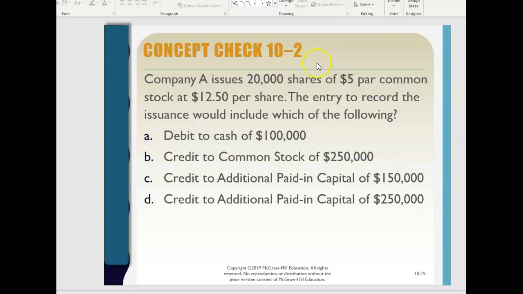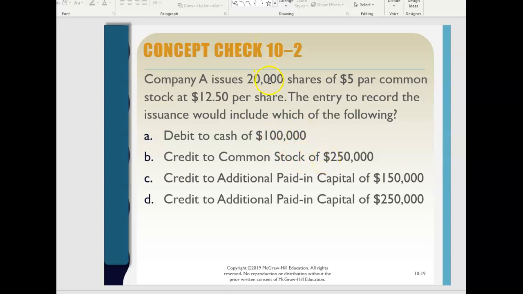So let's look at this example. Company A has issued 20,000 shares at $5 par, and the issue price is $12.50. So what would be the entry to record the issue? It would include which of the following? Debit to cash of 100,000. Now, when we take the 20,000 shares and we issue it at $12.50, we're going to get more cash than $100,000. A credit to common stock of $250?